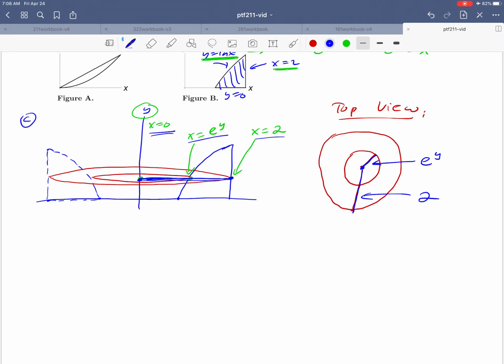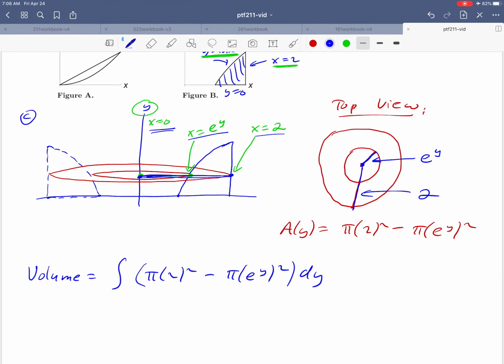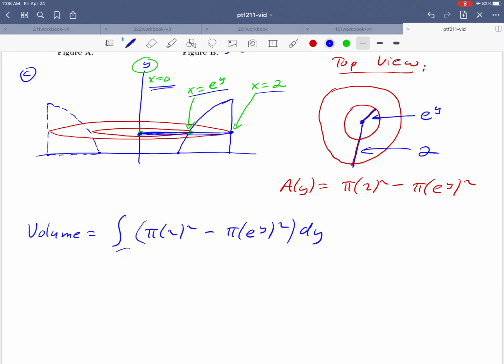Okay, and if we write down a formula for the cross-sectional area, it's going to look like pi times the bigger radius squared minus pi times the smaller radius squared. And that means that our volume integral we can get by just integrating that cross-sectional area. So the integral of pi times 2 squared minus pi times e to the y squared dy. The only thing that's missing again are the limits of integration. Where do we start slicing and where do we stop slicing?